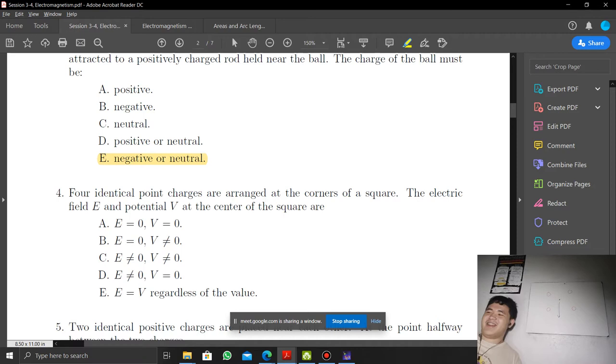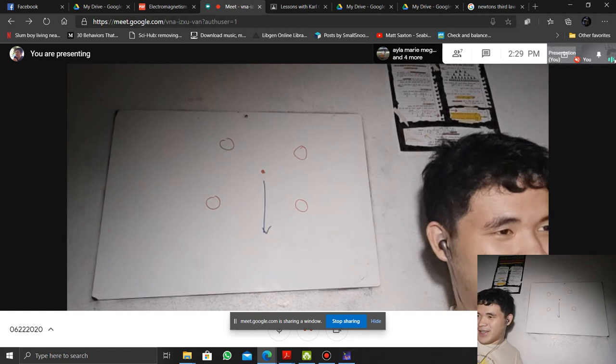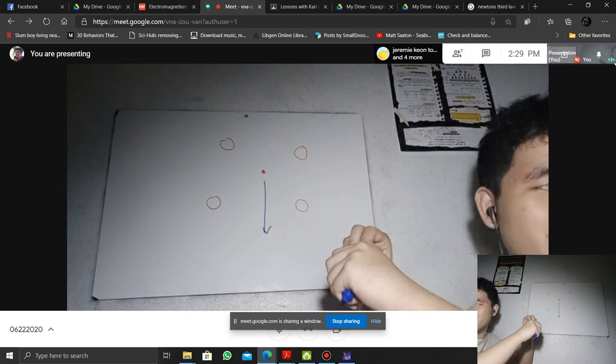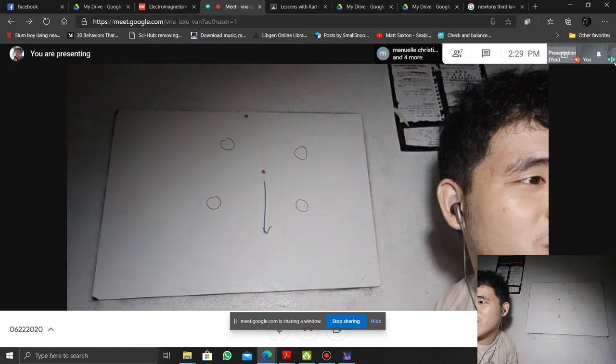Sige, teka. Let's look at the diagram dito. Okay. So, let's look at the electric field muna. Kasi nga point charge na identical, no? So, it doesn't matter kung anong charge nila. Pero sige, for the sake of demonstration, sabi natin positive ito.